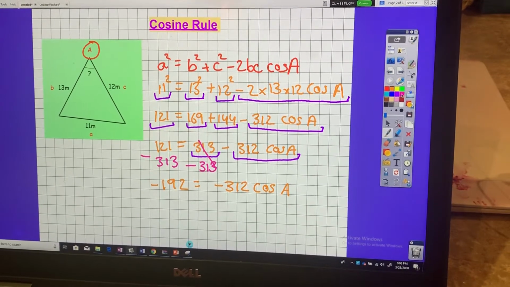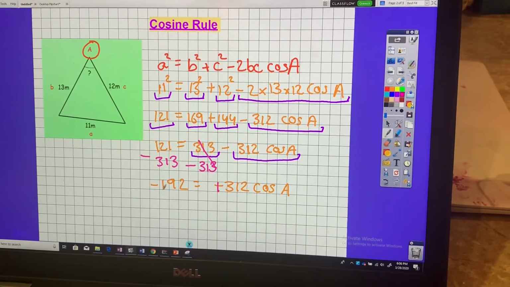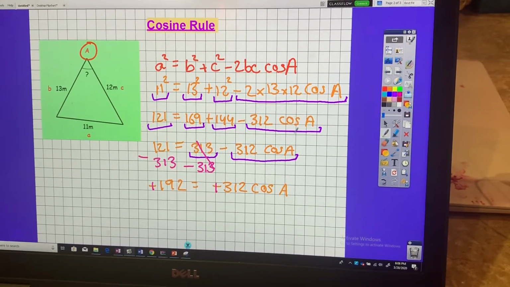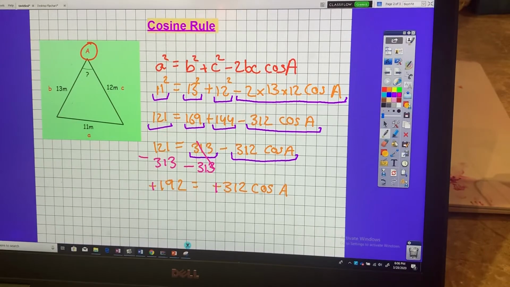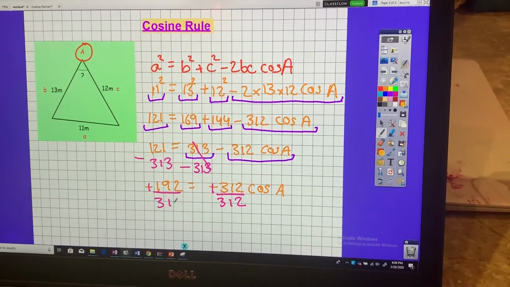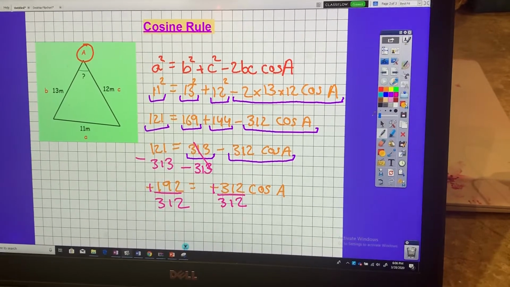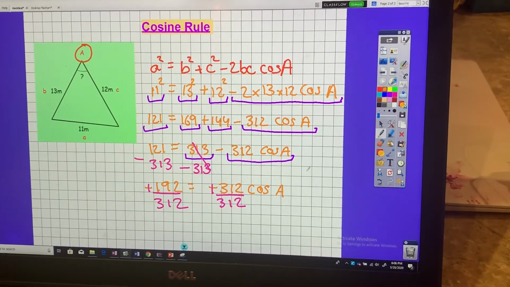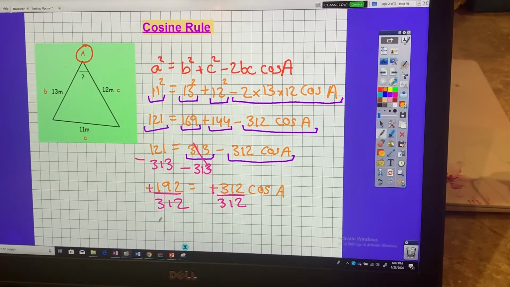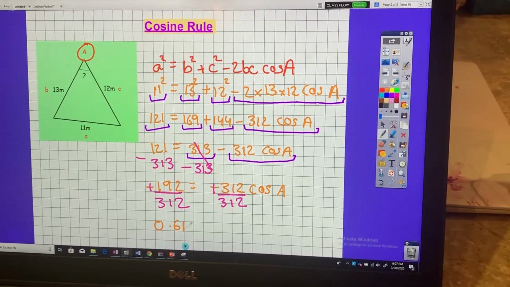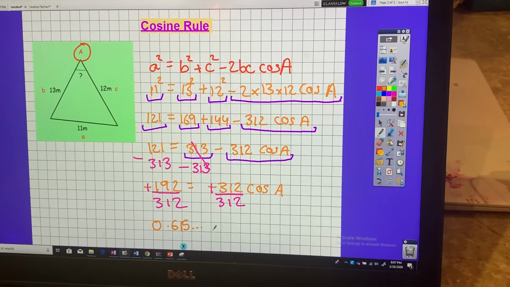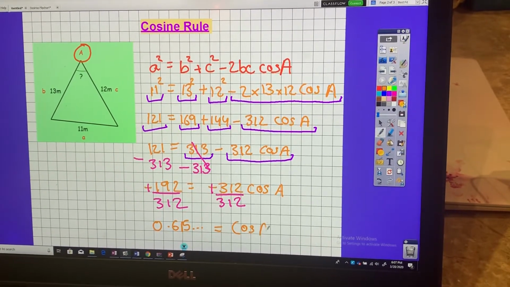Now, if you're really clever, you would notice the minuses can be taken off and you can make it a plus. Can you guess what I need to do next to get A on its own? I will divide by 312. And when you do that on your calculator, which you should be working with me as you go along, that's 0.615 something something something. I'm going to keep that number in my calculator, cos A.